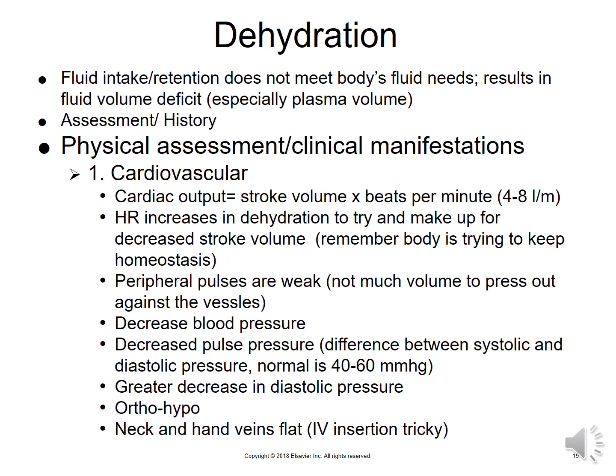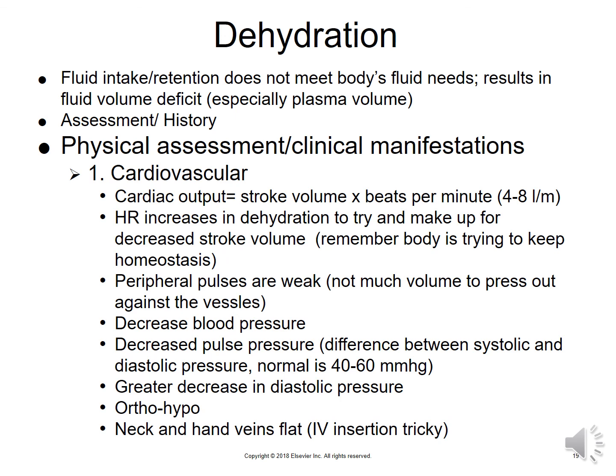Your heart rate increases in dehydration to try and make up for the decreased stroke volume. So we're trying to keep homeostasis. There's not as much volume coming through that heart, and we're trying to get 4 to 8 liters per minute of blood around all the time. So the heart rate increases to keep that same amount of blood pumping around, the same amount of stroke volume, same amount of cardiac output as we did have. Because the volume is less, our rate is going to be more.